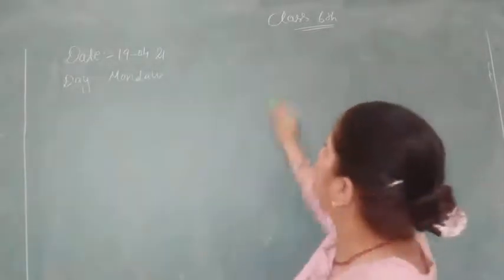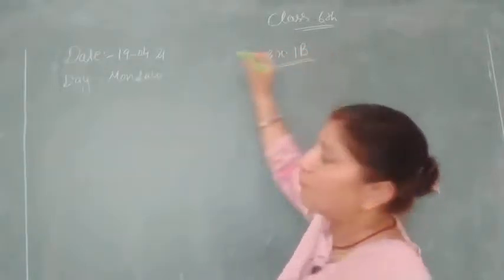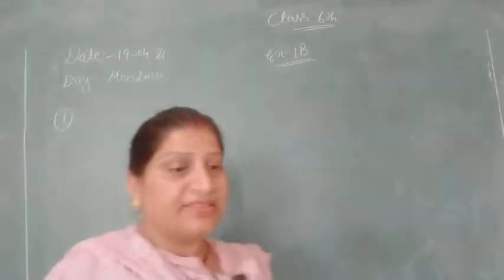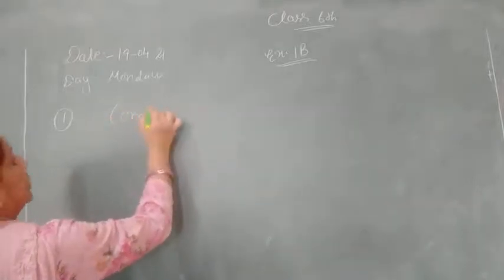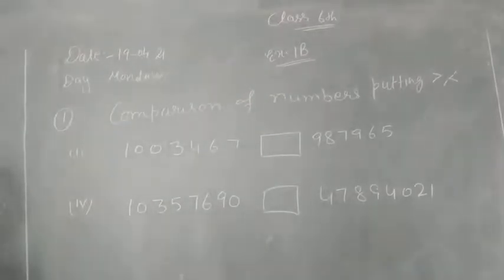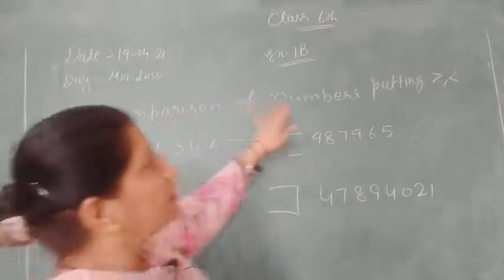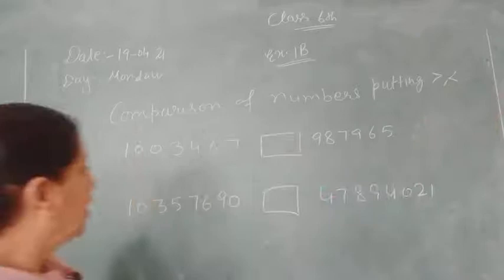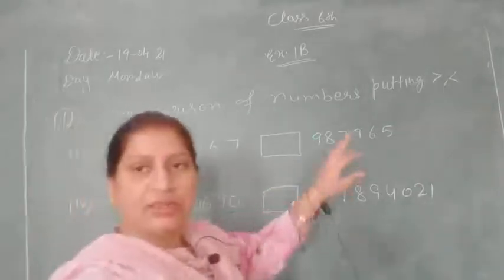Now in exercise 1B, our first question is comparison of numbers. Now, let us start our question number 1. Comparison of numbers, putting the greater or less symbol. Now, in the first part, your numbers are this and this.